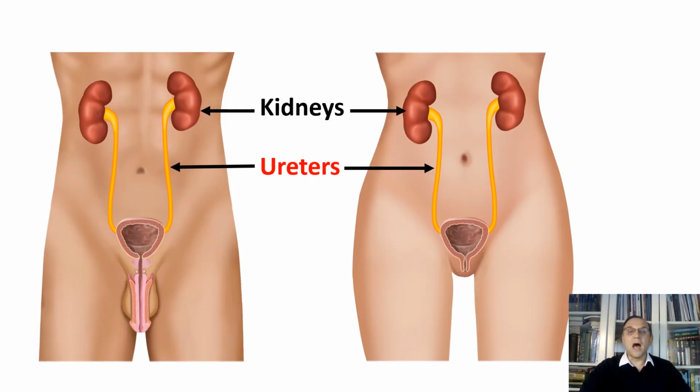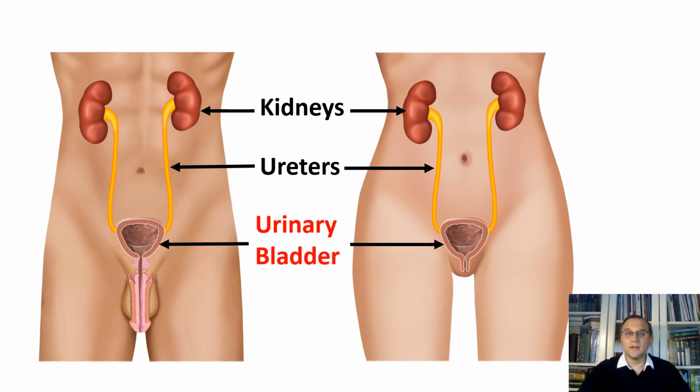The ureters are narrow tubes that connect the kidney to the urinary bladder. There is one ureter for each kidney. Their primary function is to transport urine from the kidneys to the bladder. Peristaltic contractions of smooth muscles in the ureter walls propel urine forward towards the urinary bladder. The urinary bladder is a muscular sac located in the lower abdomen. It serves as a reservoir for storing urine until it's eliminated from the body.